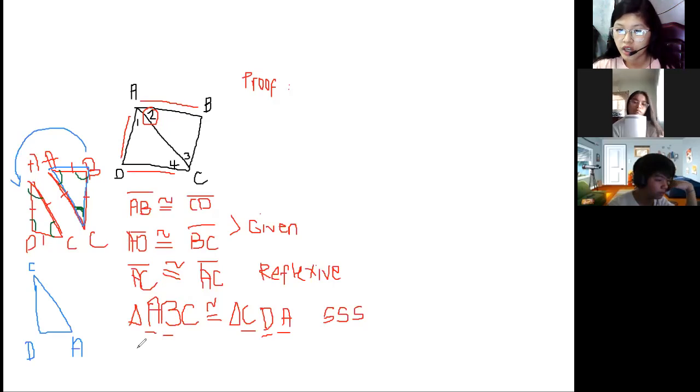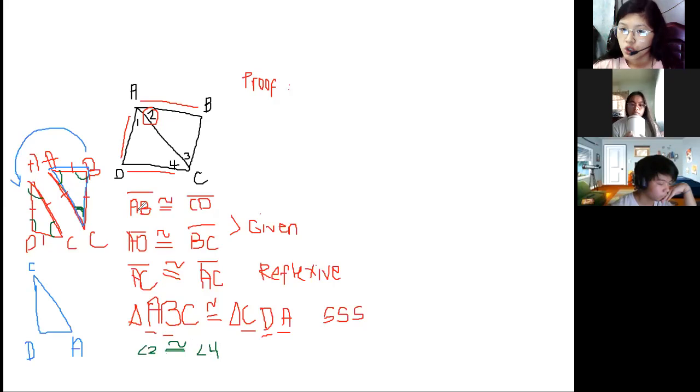So, ngayon, we have, nabanggit nyo kanina, si angle, may tumatawag sa messenger ko. Si angle 2 is congruent sa angle 4. Naririnig nyo? Hindi man po, teacher. Hindi. Sa akin kasi naririnig siya.